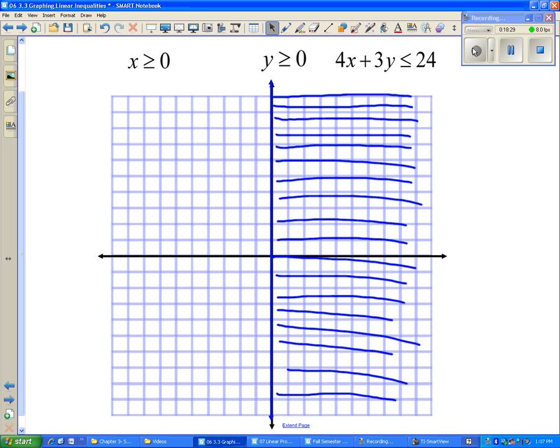Y is greater than or equal to 0 is my next line. So I want essentially my x-axis. So let's go ahead and choose my red line. Again, I want a solid line because it does say equal. Make sure I do put it in the right place. And I want everything that is greater than this, so I want everything that is above this.